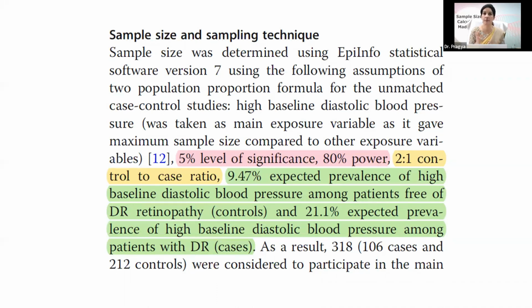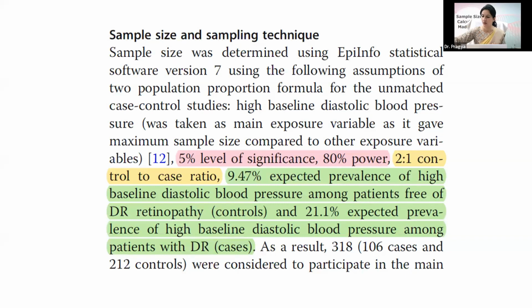9.47 is the expected prevalence of high baseline diastolic blood pressure among patients free of diabetic retinopathy. So these will be the control. So the exposure of this risk factor is 9.47% in the control, and it is 21.1% in the cases. The author is saying that is the expected high baseline diastolic blood pressure among the cases. Now he has calculated 106 cases and 212 controls.